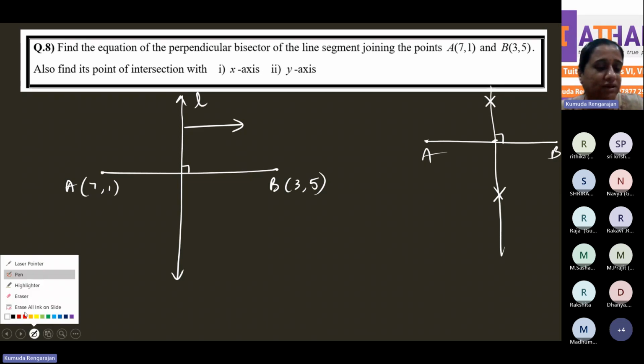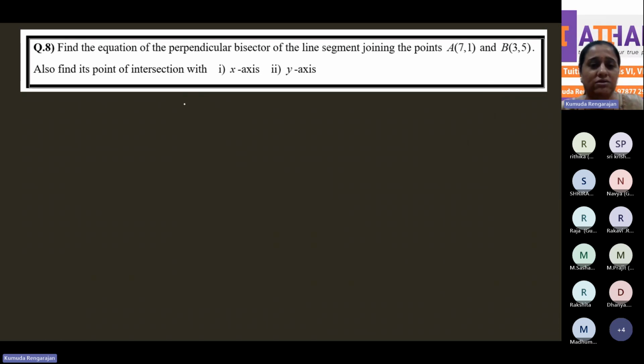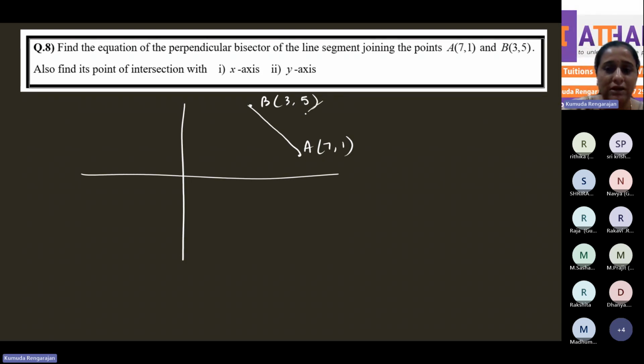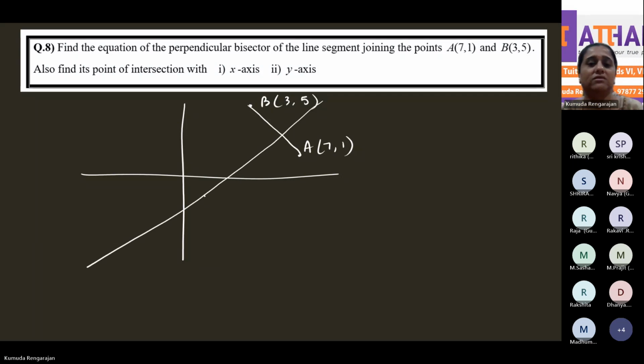Let me make a more realistic representation so that you understand the question better. Let me plot 7, 1 in the Cartesian plane. So 7, 1 somewhere here. A is 7, 1, B is 3, 5. Now, this is the line segment AB. And the perpendicular bisector will somewhat be like this. It'll go in the middle, children. Excuse me, I'm just trying to show you how it looks.